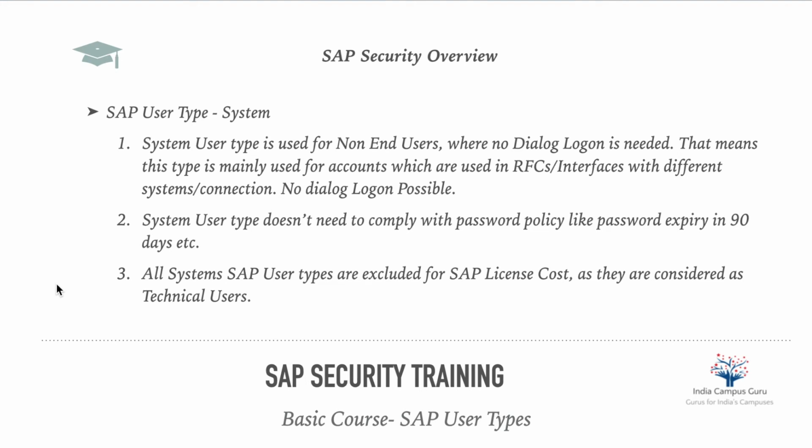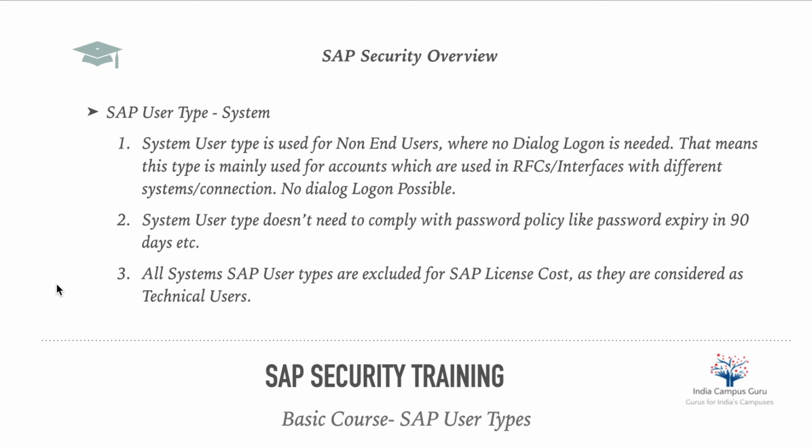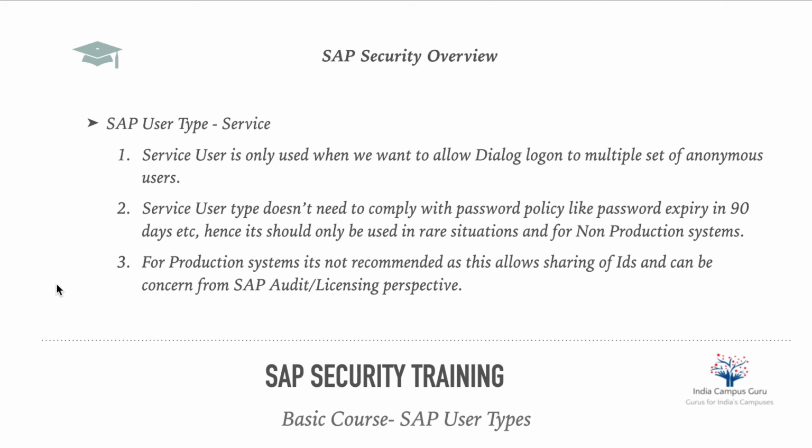So that's the system user type. I would say 90% of IDs in your system, or maybe more than that, would be dialog user type, and the remaining would be system. Again, there are a few more user types, as we saw, like service. Service is in between dialog and system type.